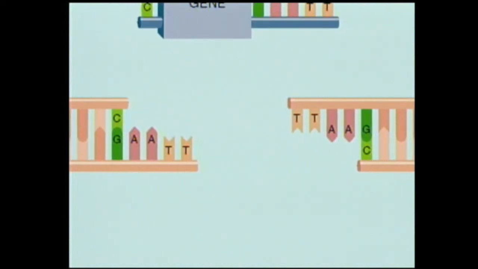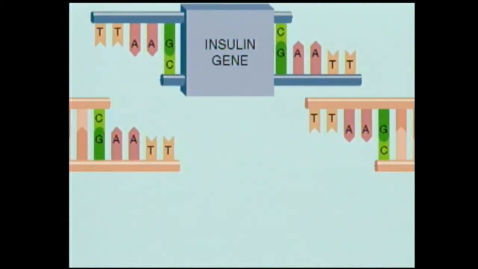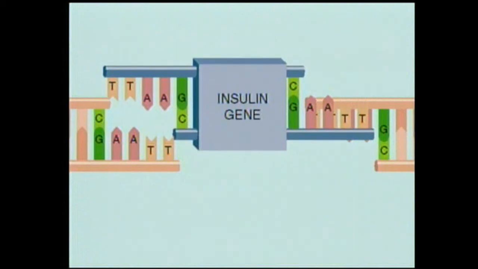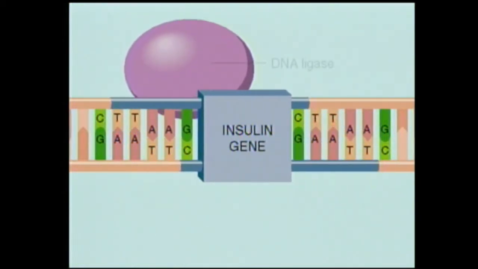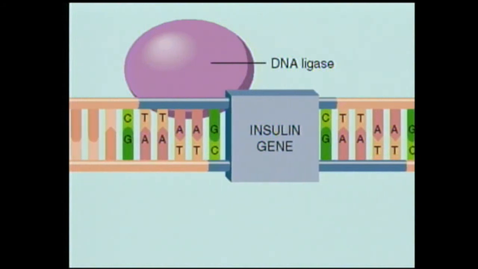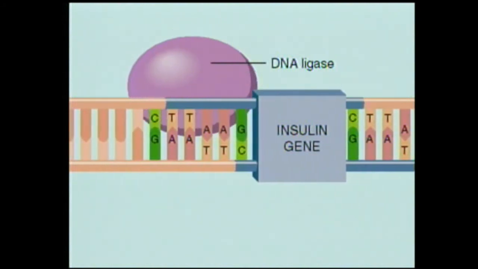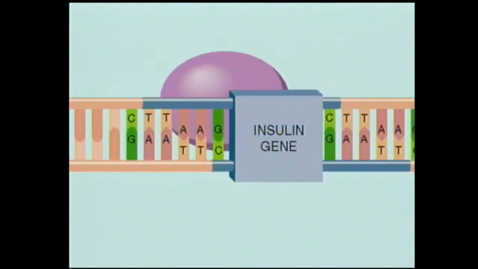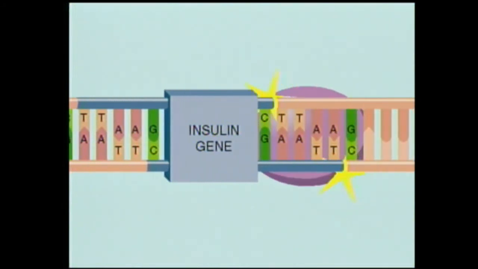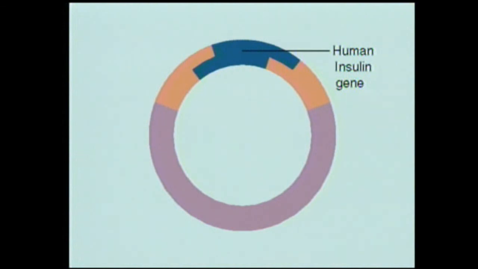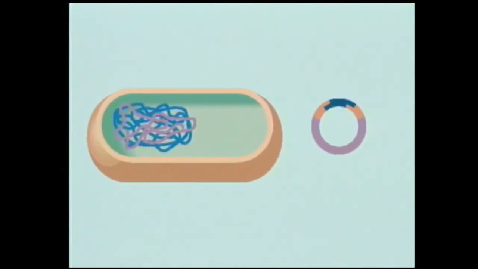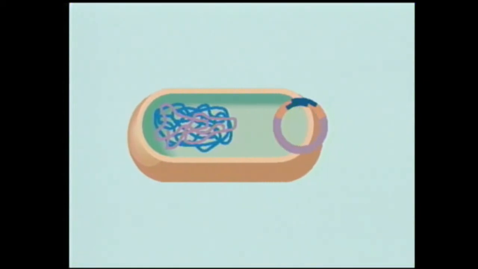The insulin gene with sticky ends is mixed with the cut plasmid DNA. Complementary bases pair up. With the help of the enzyme DNA ligase, the DNA backbones are joined. The human insulin gene is now part of the bacterial DNA plasmid. The plasmid is then reinserted into a bacterial cell.